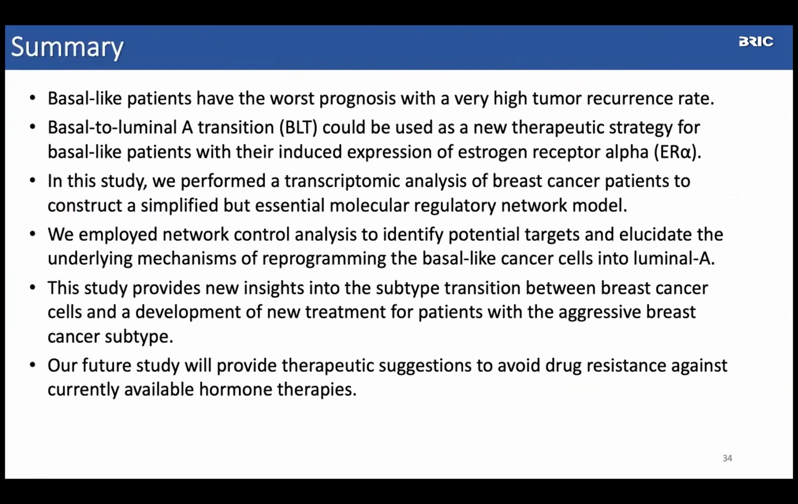So for summary, we constructed our own network model that is specific to basal-like and luminal A patients. And we found the target genes that can make the transition, transdifferentiate basal-like cells into luminal A cells in our network model. And we identify the target genes using a systems biological approach called LDOI, and we validate the computational simulation results using in vitro experiments for this particular study.